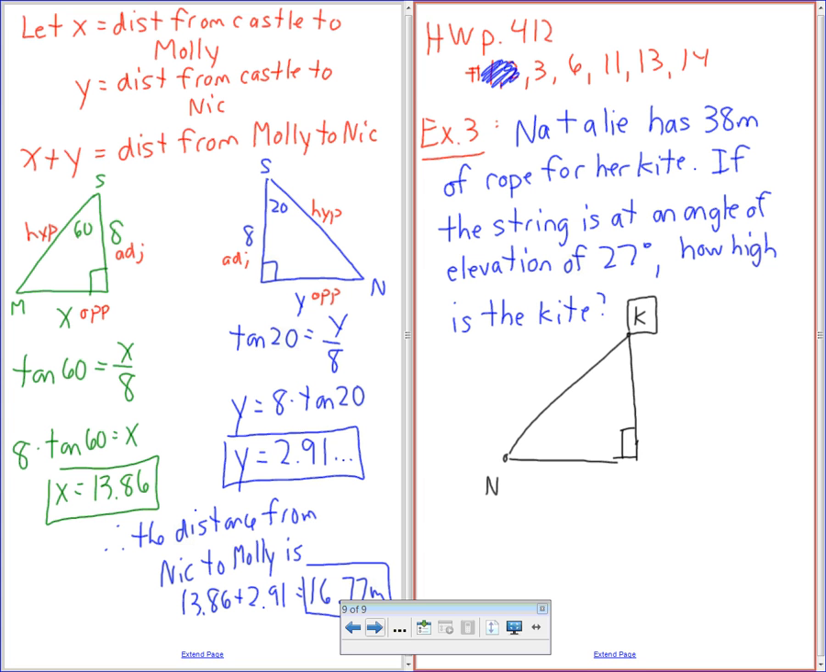The angle of elevation. So this is going to be 27. The rope or the string is 38 meters. A lot of people ask for that. What am I actually solving for then? Right now, the height. So I'm going to say let x equal the height.